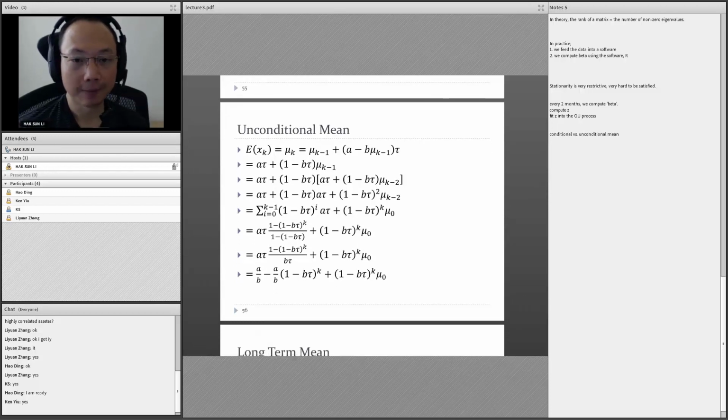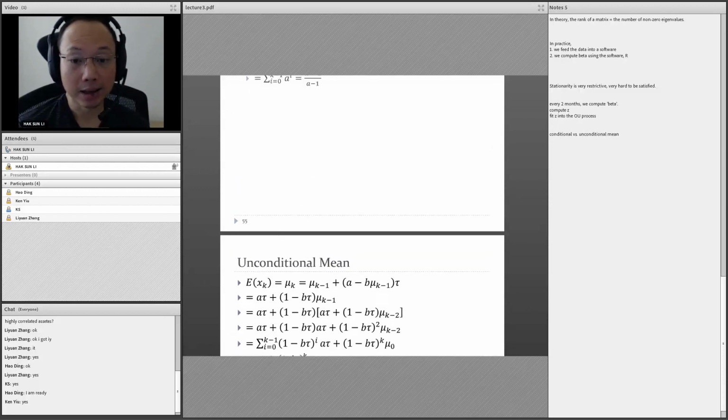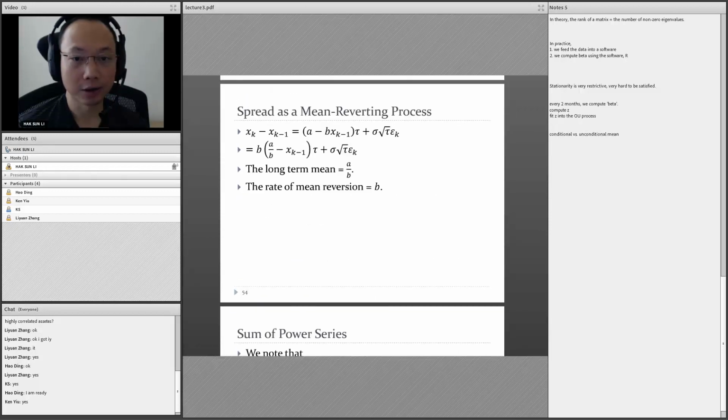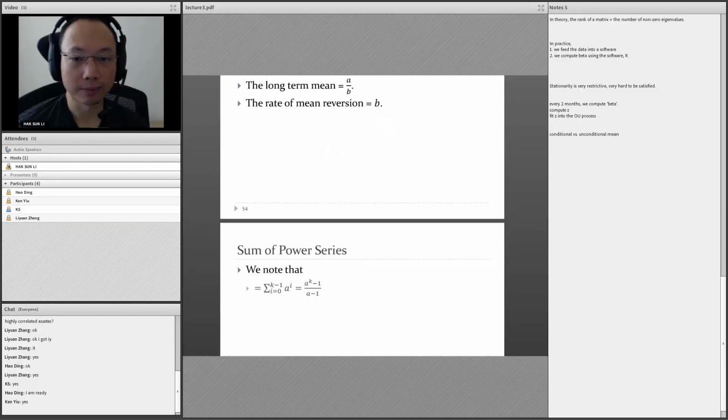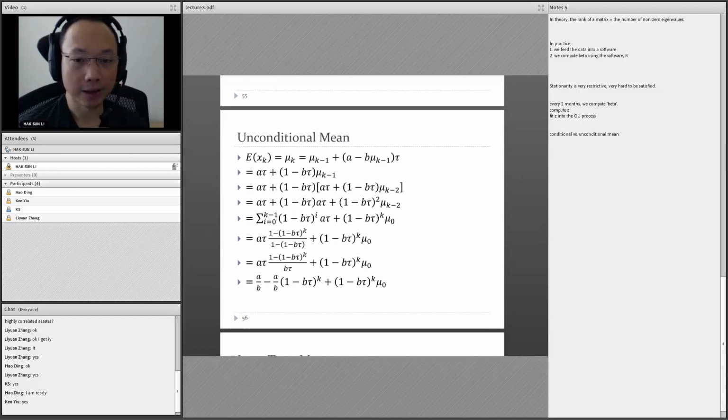So the expectation of x_k, we just plug it into this formula here. Basically, you put expectation on both sides, and then you move this term over here. So this is what we got. This is copy and paste from the definition.